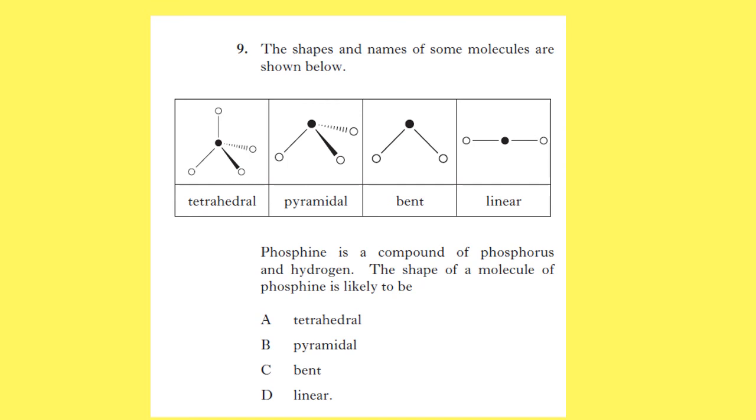So phosphorus has 5 electrons in its outer shell. It's going to need 3 electrons in order to get a full outer shell. Each hydrogen is going to share 1 electron, so that means 1 phosphorus is going to have 3 hydrogens in order to get a full outer shell. And if you look at the diagram at the top, the shape that has 3 bonds to it is pyramidal B.